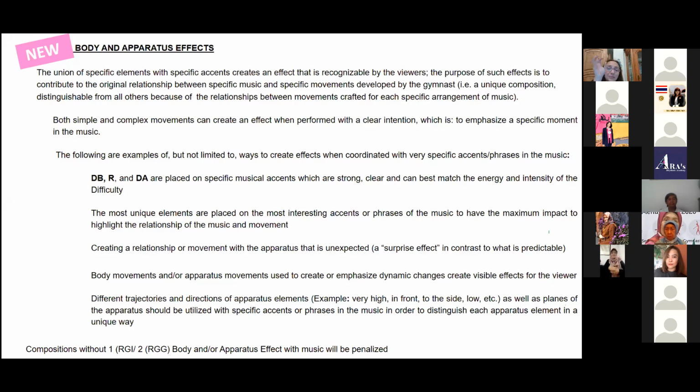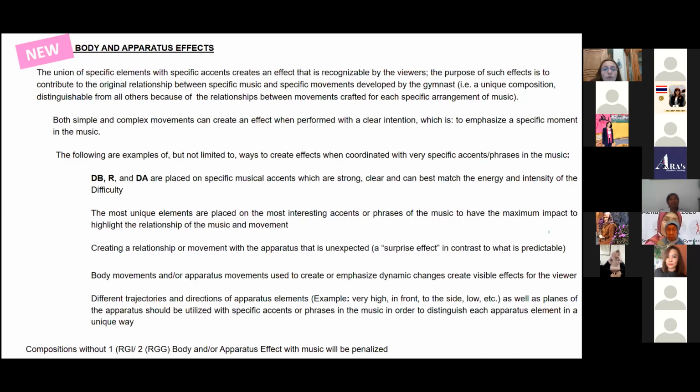So it can be simple, and complex movements can create this effect if it is performed with clear intention to highlight this specific part in the exercise, in the moment, in the music. So we have examples, but of course they are not limited. How to create this effect on the accents and phrases.